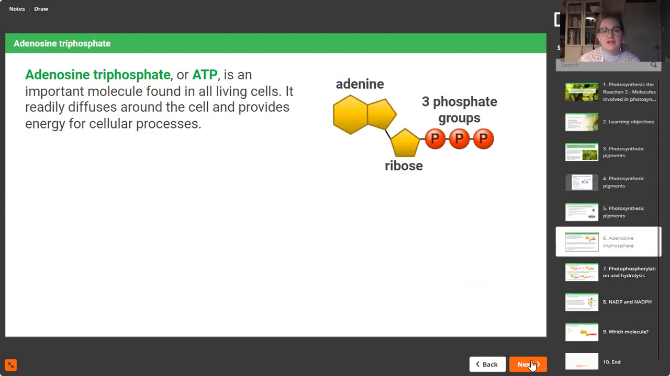It can diffuse really, really easily, and provides energy for cellular processes. It's made up of three things. It's made up of adenine, oops, that started to move, a ribose sugar, and then 3 phosphate groups. And those 3 phosphate groups are what make it a triphosphate. So adenine, the adenosine part comes from ribose, and then triphosphate, tri meaning 3.